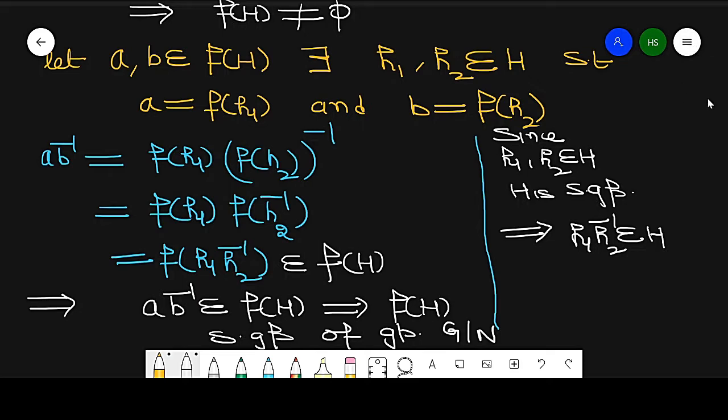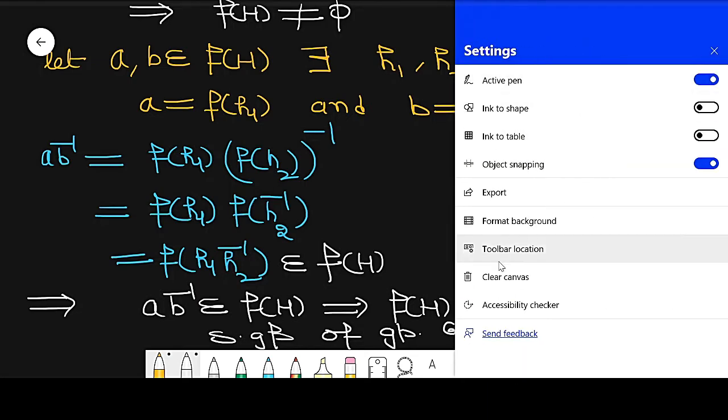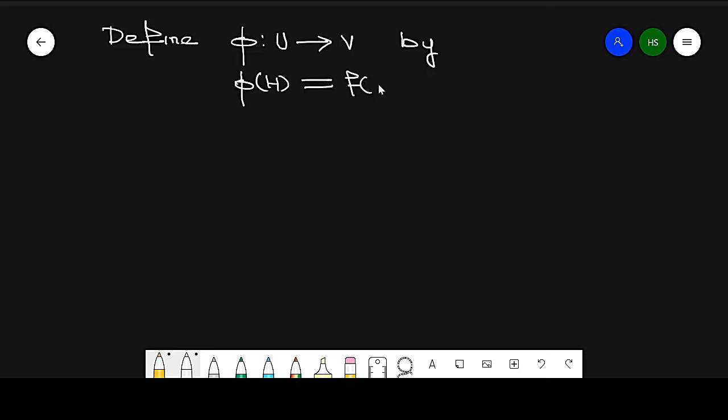Similarly, we can prove that if H is normal, then its image is also a normal subgroup. So that we will prove that. Now, going to the next step, we take U and V. I define a mapping to prove the one-one correspondence. So I define a mapping phi from U to V. This mapping is defined by phi of H equal to f of H, because f of H is a subgroup of G by N. I define this for every H belonging to this capital U.